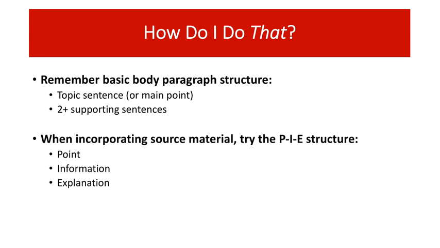The structure is called PIE. And it's P-I-E, like the food, so it should be pretty easy to remember. And it's P for point, so that's that topic sentence, the main point that you're trying to make. I stands for information, which would be information from your sources that you're going to pull to support the point that you're trying to make. And then E is explanation, because you can't just throw facts and quotes into a paragraph without any explanation of what they mean and how they support the point that you're trying to make. So altogether, you get PIE.